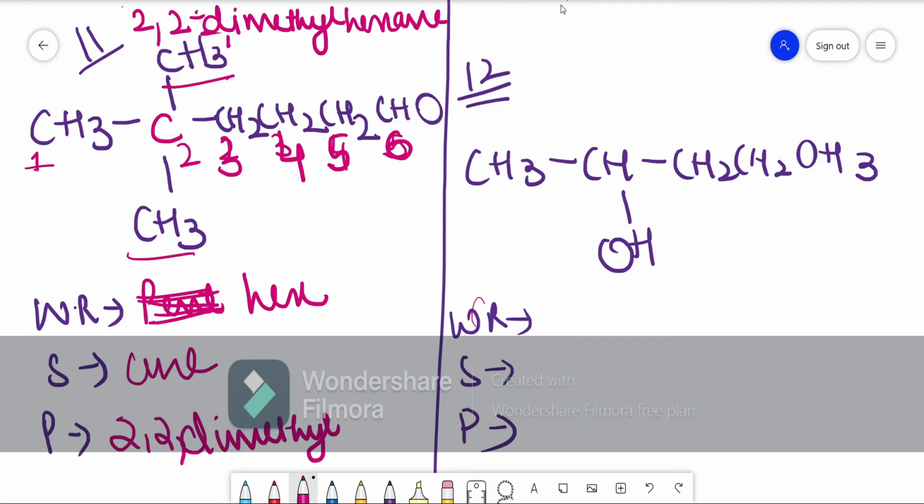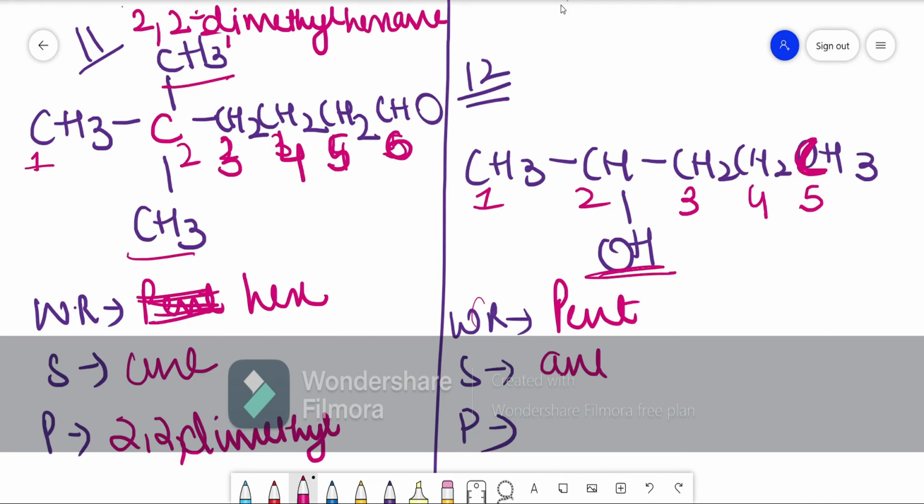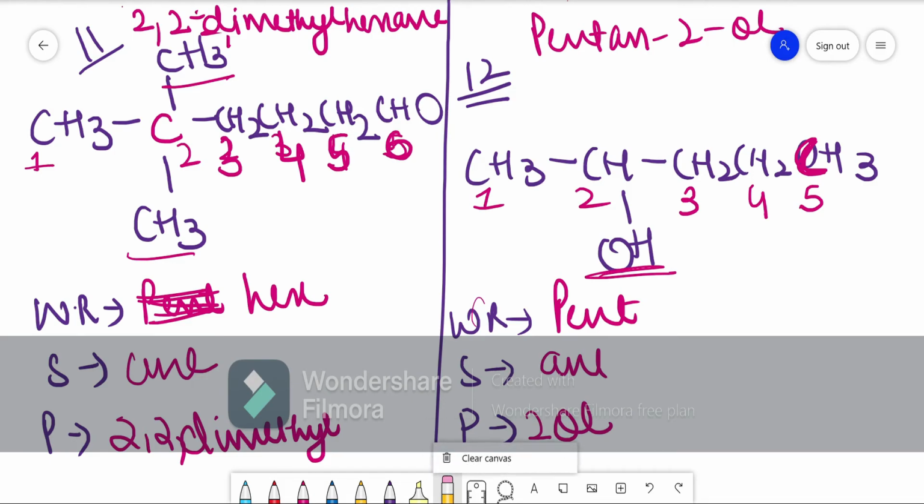If I talk about the 12th question now, 1, 2, 3, 4. God, this is C, this is 5. So you have 5 carbon atoms. That means the word root would be pent, correct? Now if I talk about the suffix, what would be the suffix? It is OH, right? So the suffix would be ol. The OH group is attached to the second carbon, so don't forget that. So it would be pentan-2-ol. Correct, students? I hope this is clear to you. This is the IUPAC name, don't forget it, okay?